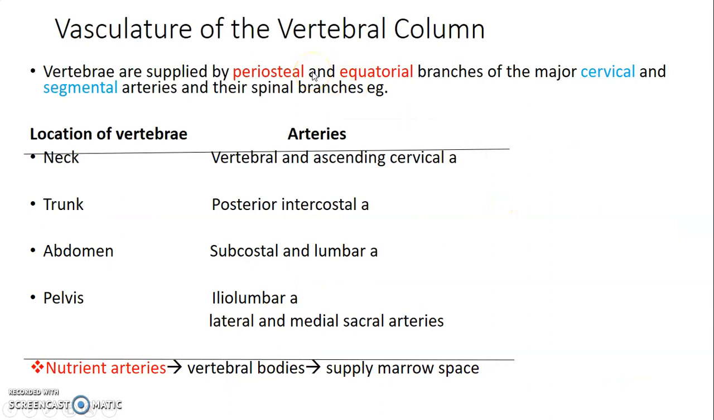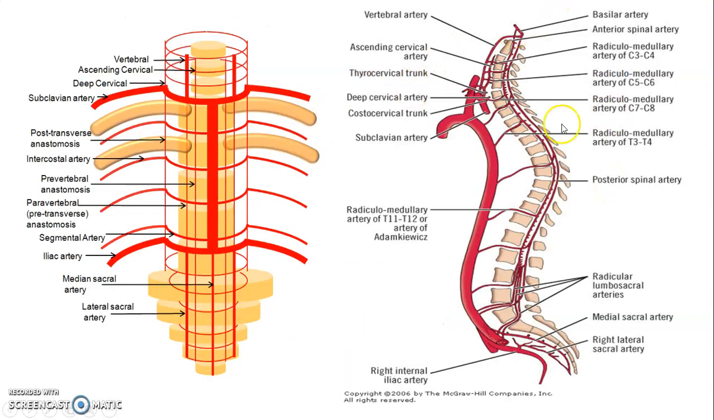So for blood supply to the vertebral column, you have vertebral and ascending cervical arteries in the neck, posterior intercostal arteries in the trunk, subcostal and lumbar arteries in the abdomen, and iliolumbar and lateral and mediosacral arteries in the pelvis. Remember, this provides a nutrient artery that enters the vertebral body to supply the marrow space. So basically, with all these arteries, you have segmental supply of the vertebral column. These arteries provide periosteal and equatorial branches, basically. So this just shows you the segmental supply of the vertebral column.